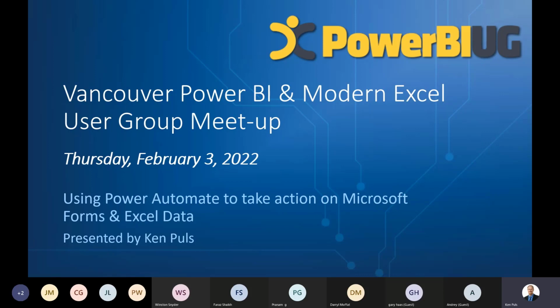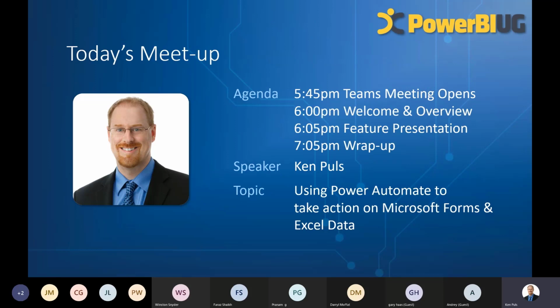So here we go. We're going to be diving into using Power Automate to take action on Microsoft Forms and Excel data. And there's going to be some interaction opportunities inside here because I'm going to give you some forms to fill out and play around with. But before we do that, I'm just going to jump in and run through the standard stuff that we do with our deck here.